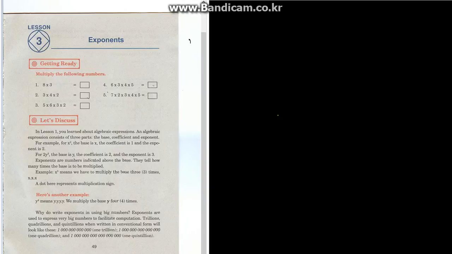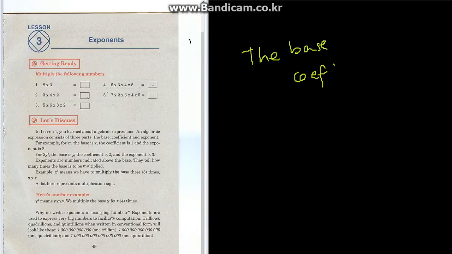So in Let's Discuss, we are going to learn about exponents in more depth. In lesson 1, we have learned about algebraic expressions, right? And they consist of three parts, which are the base, coefficient, and exponent. So an algebraic expression consists of those three things: base, coefficient, and exponents, right?